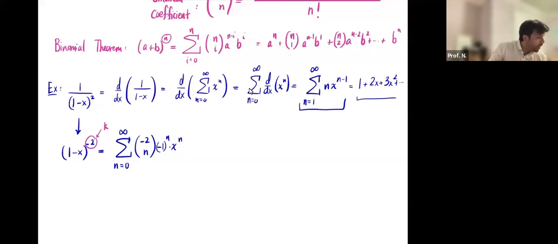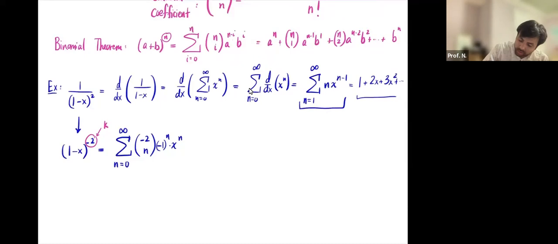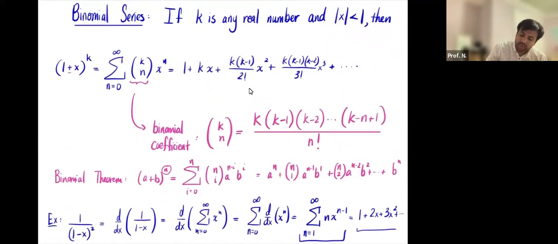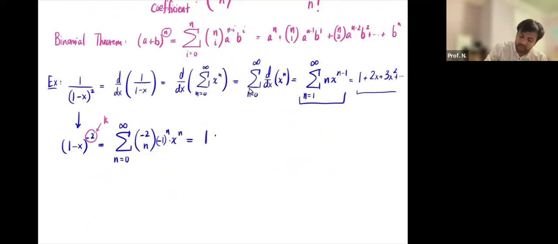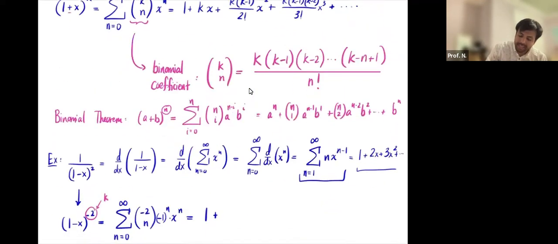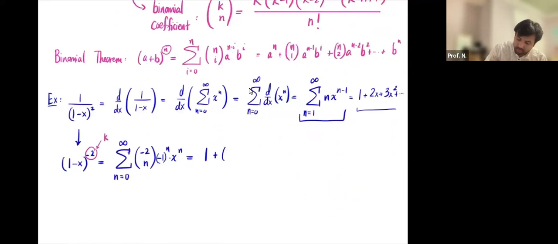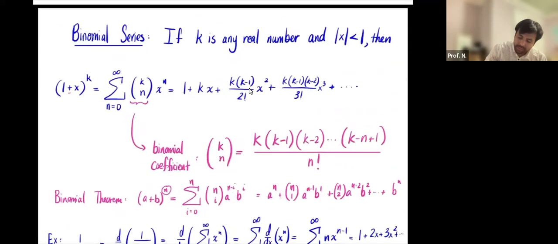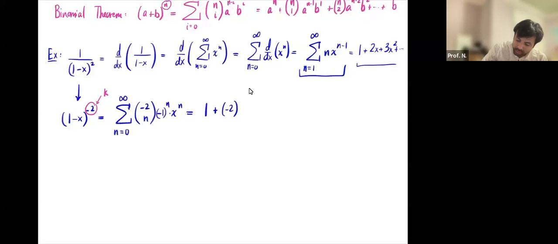Okay, and so then this equals, just want to make sure, this equals, according to this formula as well, I got a 1. That's the first term I get. Then I get a k. My k value is negative 2. And according to this formula, I got a negative 2, and then I have a negative 1 because this is n equals 0. So n equals 1, I got a negative 1. And I got x to the first power.